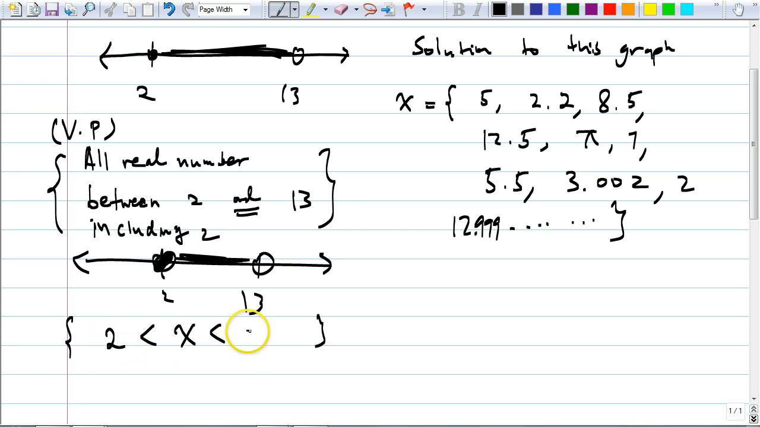2 and x is 13 and like this. Do you guys remember this? This compound inequality represents the verbal phrase this way. Do you see why I have 2 and 13? Do you see why it's less than or equal to right there? Because we want x to be between 2 and 13, including 2. That's what the verbal phrase is. Does that make sense?